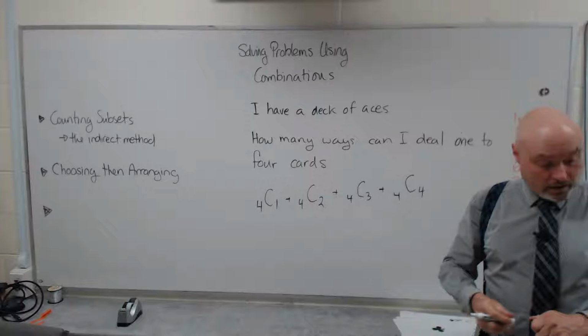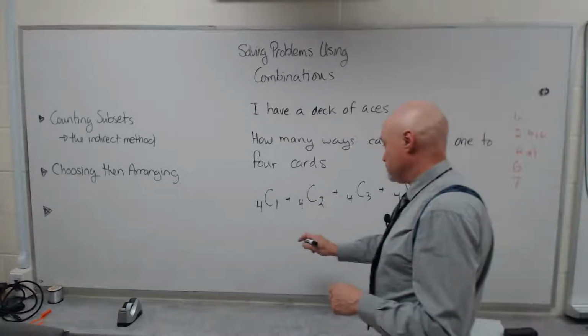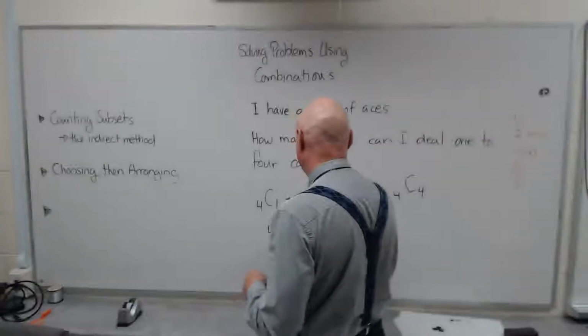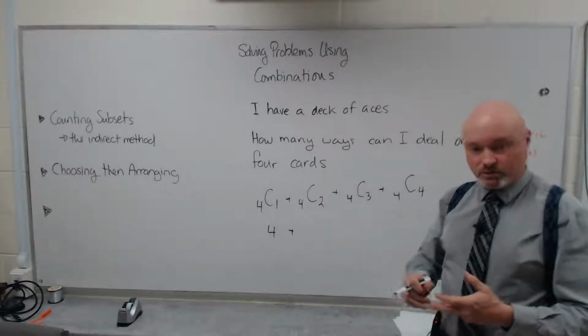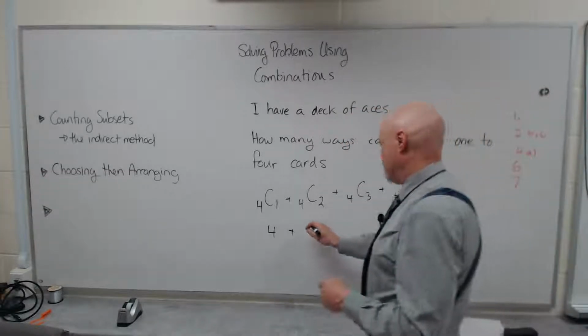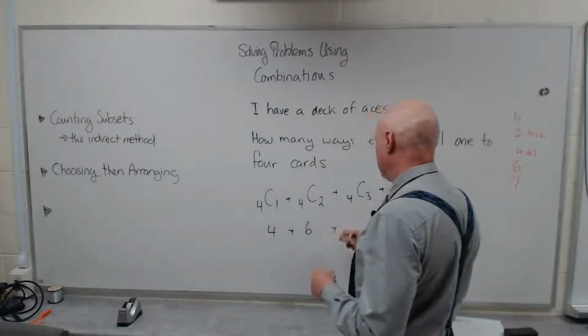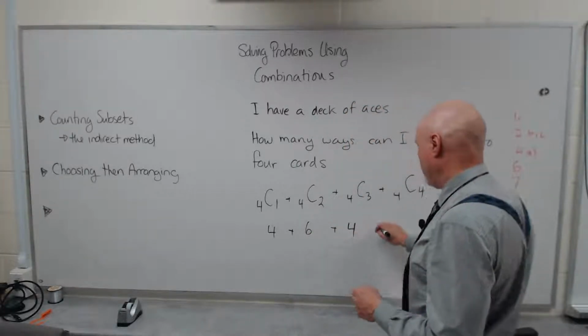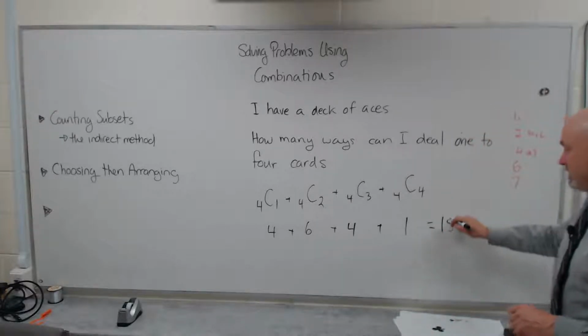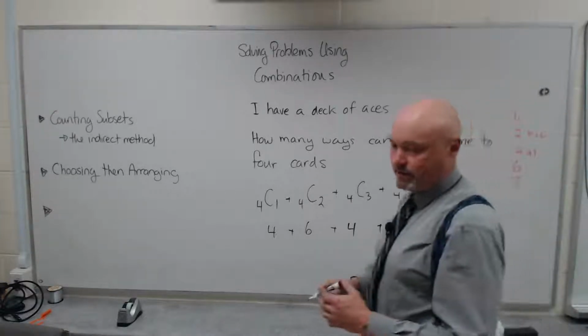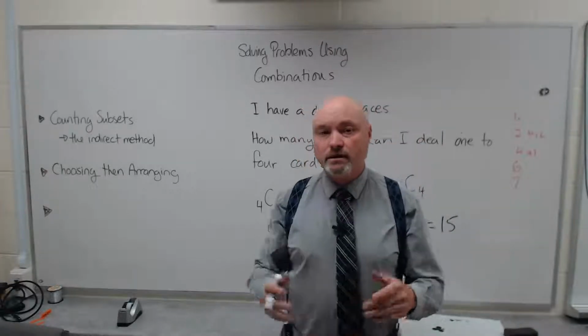Okay, so I think I can do this. 4 choose 1 is 4. And 4 choose 2, that's 4 times 3, which is 12, divided by 2 times 1, which is 6. Plus 4 choose 3, which is 4 again, plus 1. And so there are 15 possible ways that I can deal between 1 and 4 cards out of all of those aces.